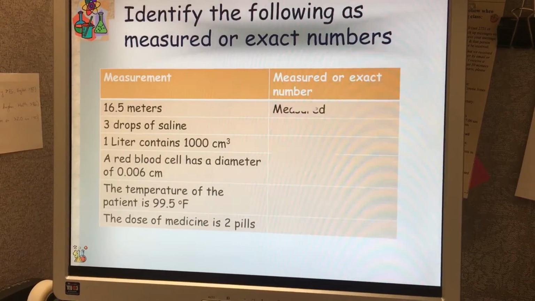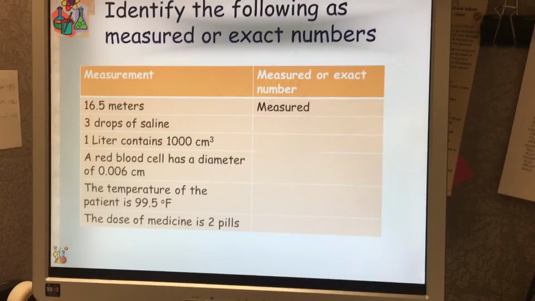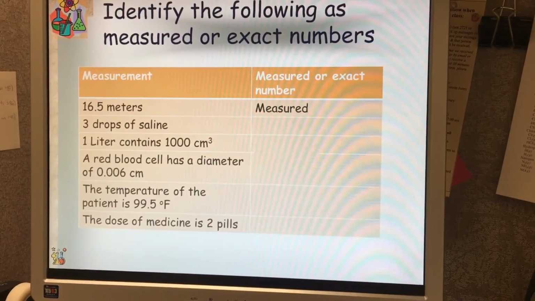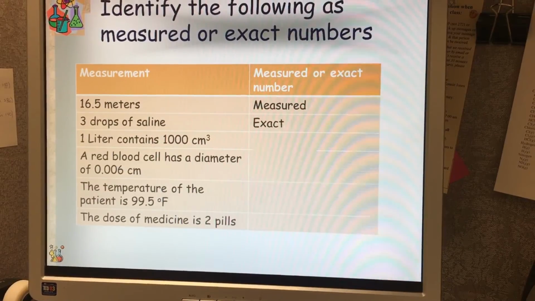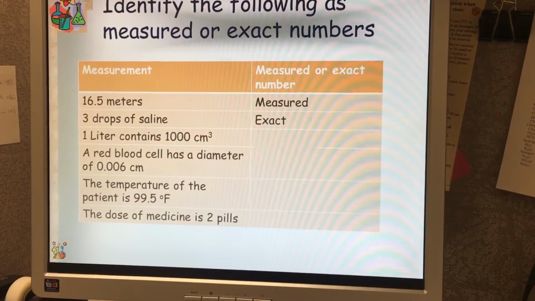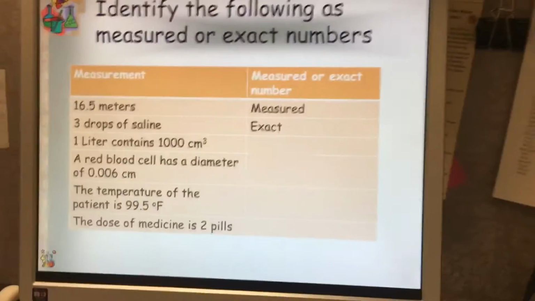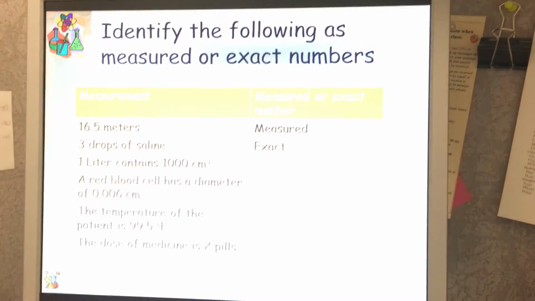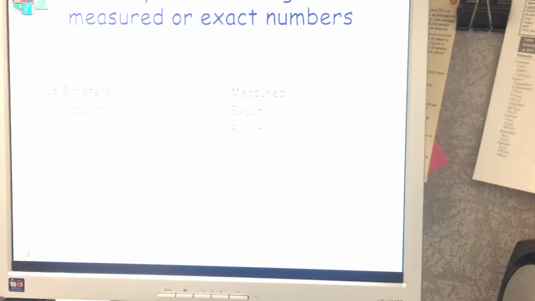16.5 meters is a measured number because I used a measuring tool, a meter stick, to determine it. It has 3 significant figures. 3 drops of saline, on the other hand, is an exact number because we count drops. The fact that there are 100 cubic centimeters in 1 liter is a relationship in the metric system, so that is also exact.